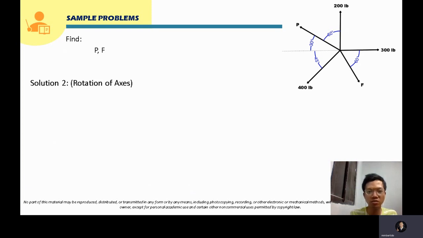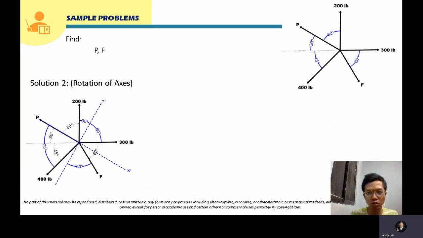Alright, so we can also solve this using solution 2. So for our solution 2, that is rotation of axis. So we're going to place one of the unknowns in either the new x or y axis. So in this case, we are going to place unknown force P in the new x axis. So if this is the new x axis, this will be the new y axis. So this is perpendicular to this new x axis.